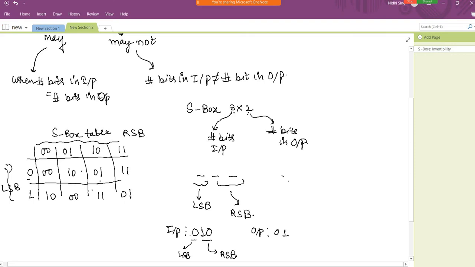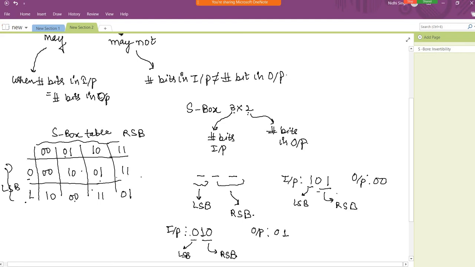Okay, let me explain again with an example. Suppose your input is 101. In that case it will be split as LSB and RSB, and from the S box table my output will be found by reading 1 and 01. 01 is here, so the same crossing happens, and 00 is the answer.